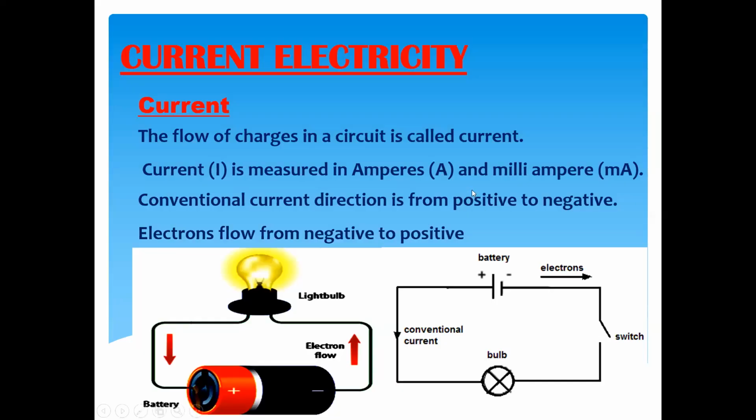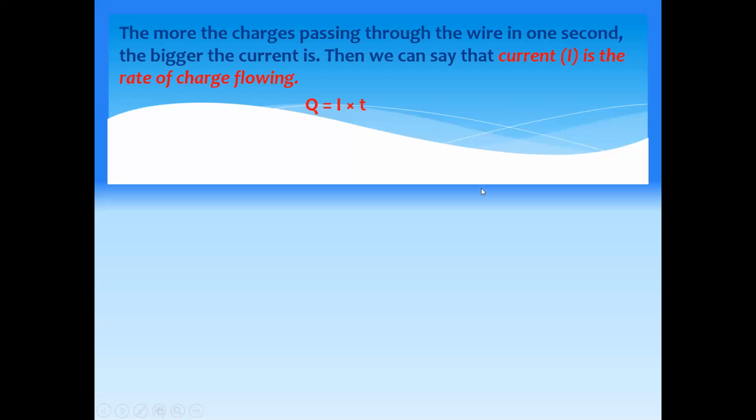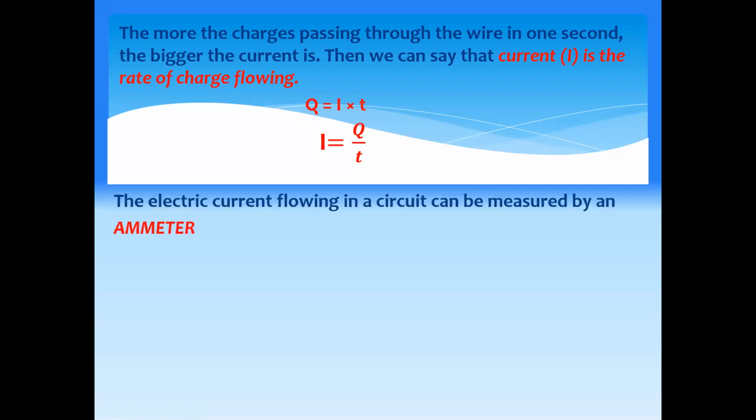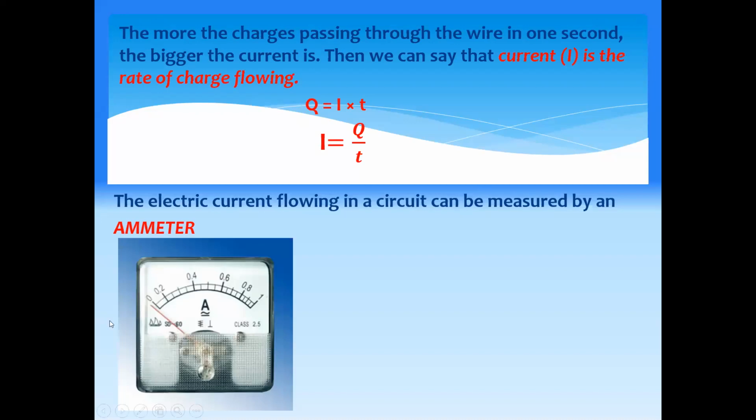So electric current is the rate of flow of the charges. If you want to find the current, current is charge divided by time. And we can measure the current by ammeter. This is how the ammeter looks.